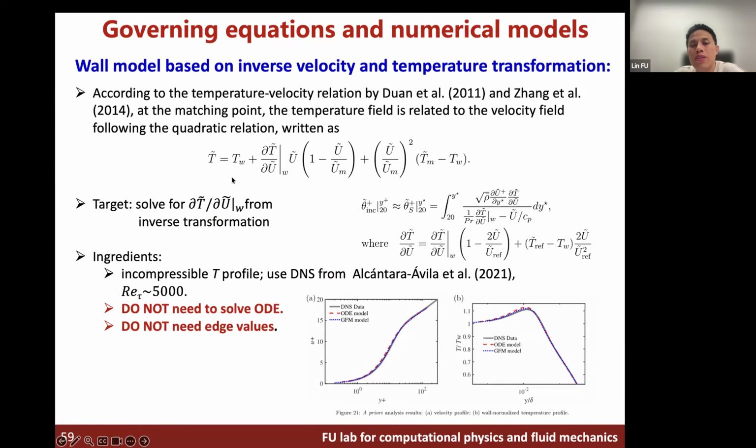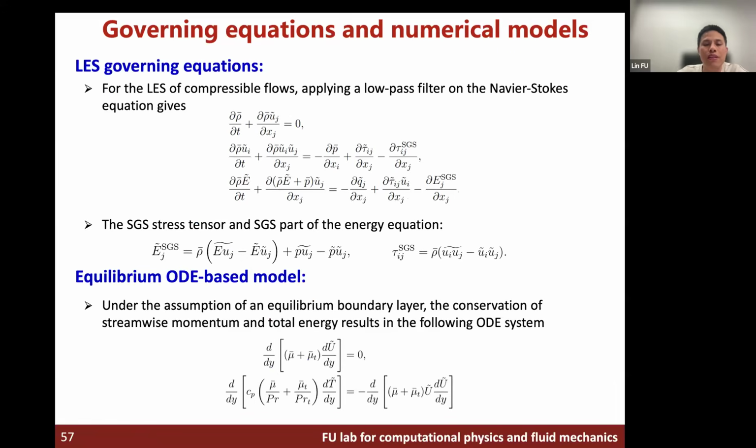For temperature, as we mentioned, we have the newly derived velocity-temperature relationship. It's a quadratic relationship, and we also have a published GFM paper to eliminate the dependence on the edge value. So it's really useful and deployable, very easy to implement, and it's even algebraic. You don't need to solve an ODE. It's even easier in terms of implementation compared with the classical ODE model for the energy equation.